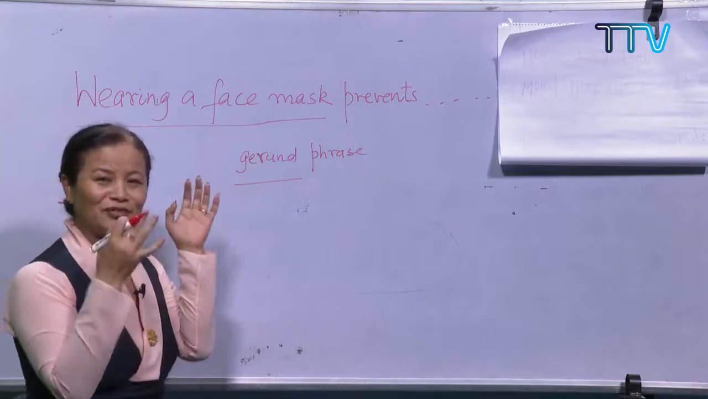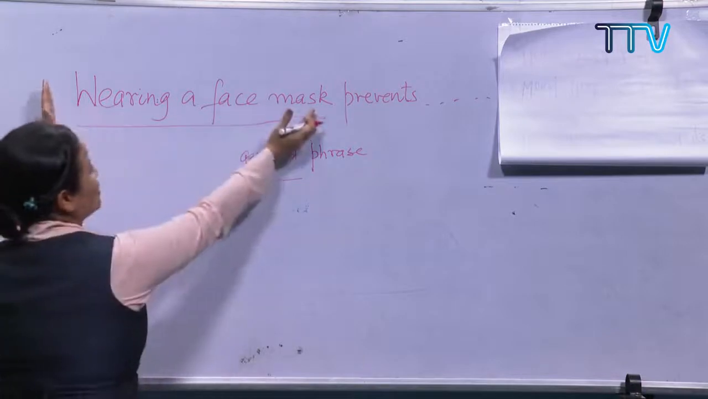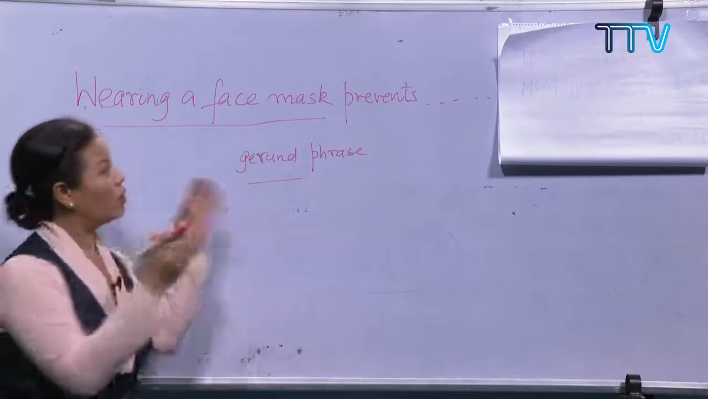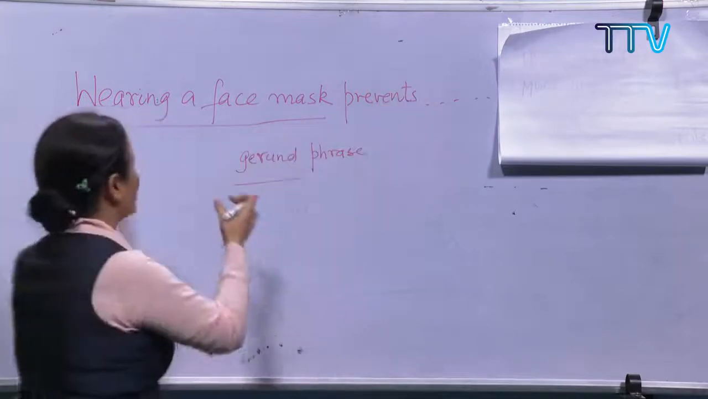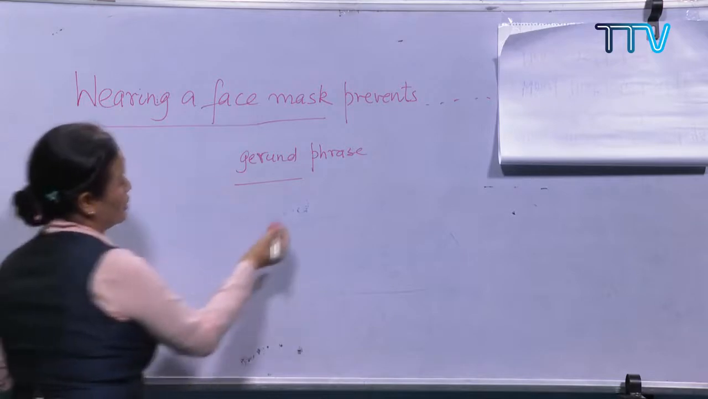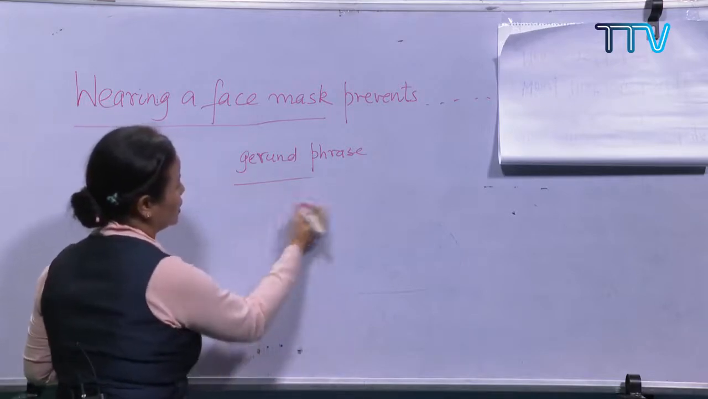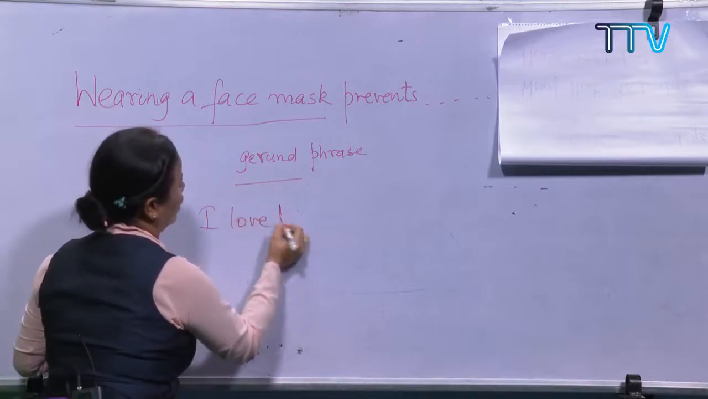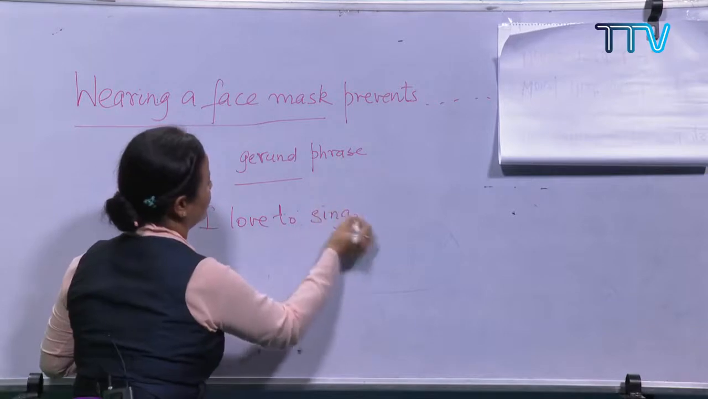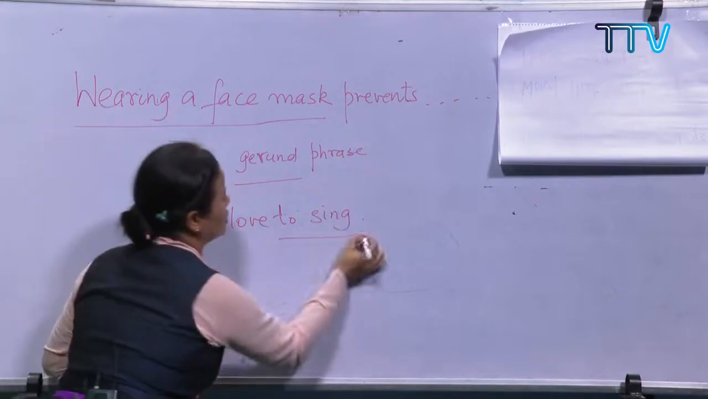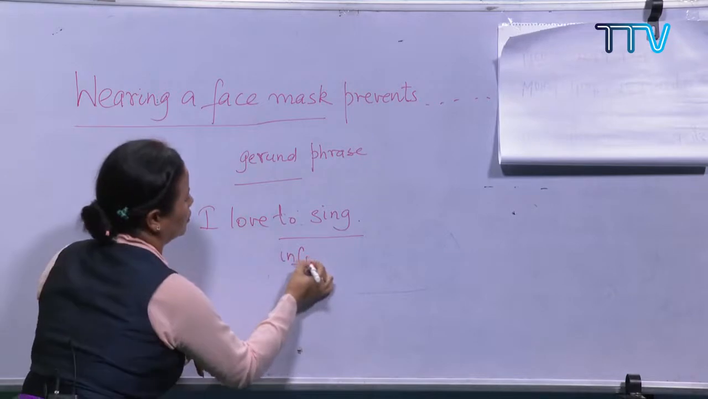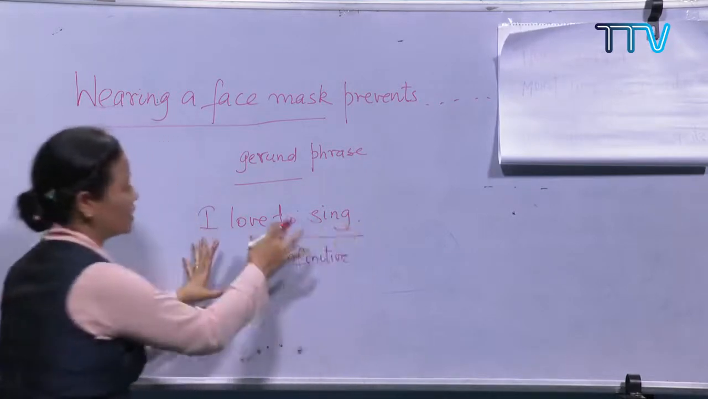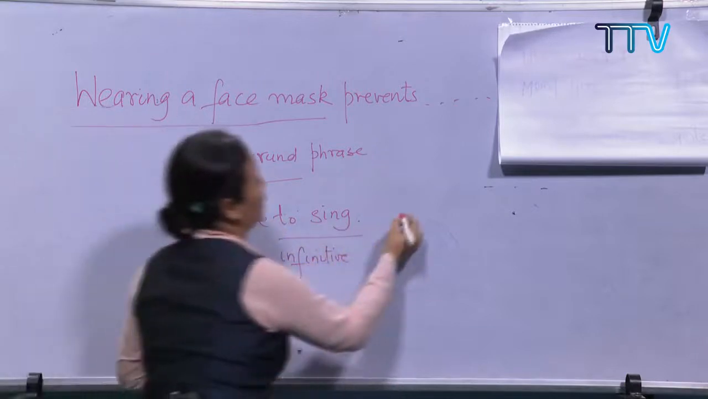Do you understand, or do I need to repeat that? Wearing a face mask, this is a sort of activity. Wearing a face mask, this is an activity that is a noun. Prevents something, right? So let me make it a little simpler by using another sentence. Okay. I love to sing, right? I love to sing. This is infinitive. I love to sing. Now the same sentence can be conveyed in another way.